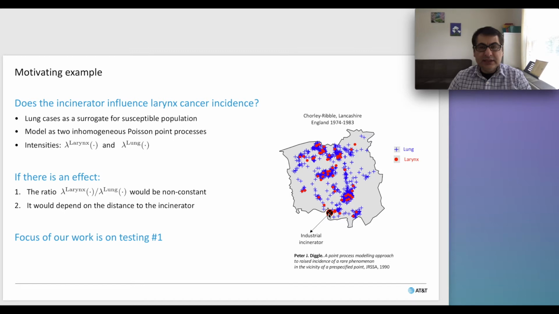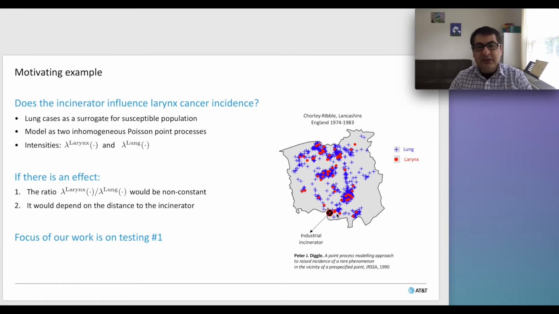Peter Diggle, when analyzing this data, takes lung cases as a surrogate for the susceptible population. So the assumption here is that the incinerator does not have any effect on lung cancer. He models these point patterns as inhomogeneous Poisson point processes. So these have intensities, one for larynx and one for lung. And then if there is an effect, the ratio of these intensities would be non-constant.